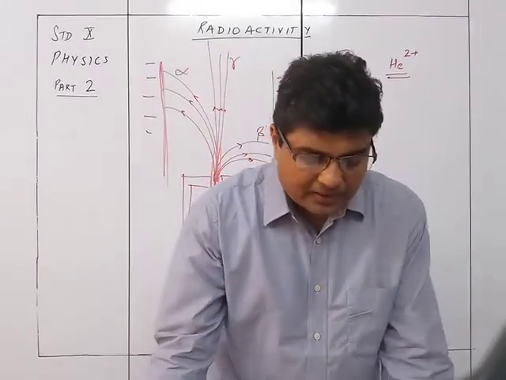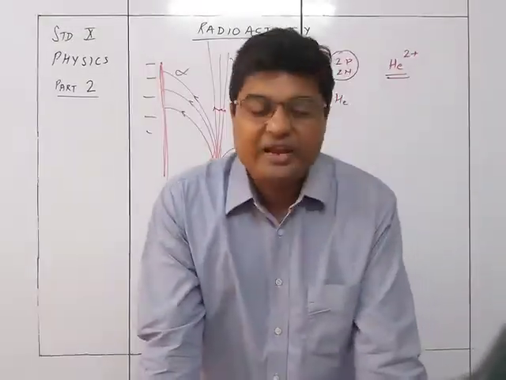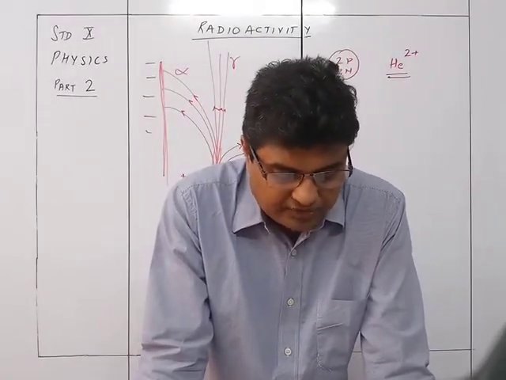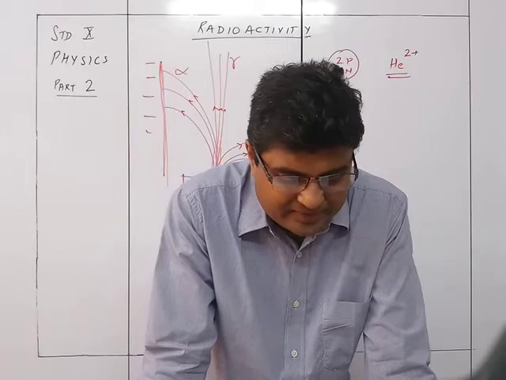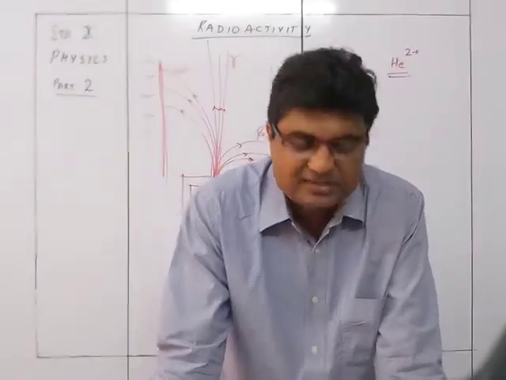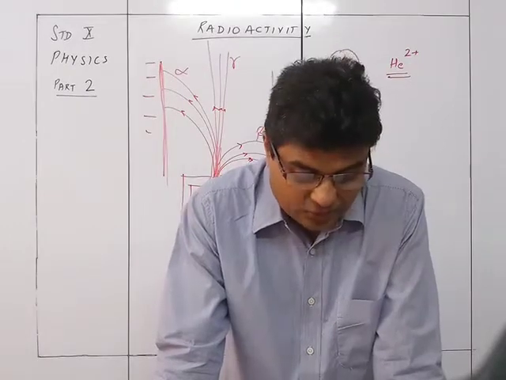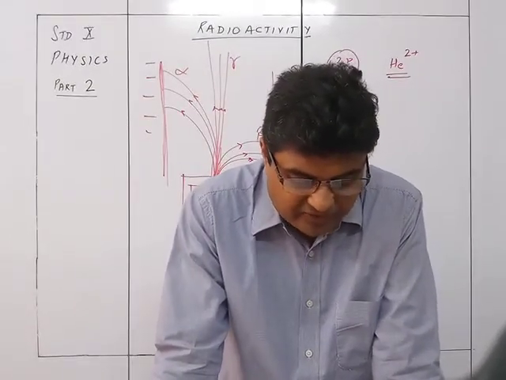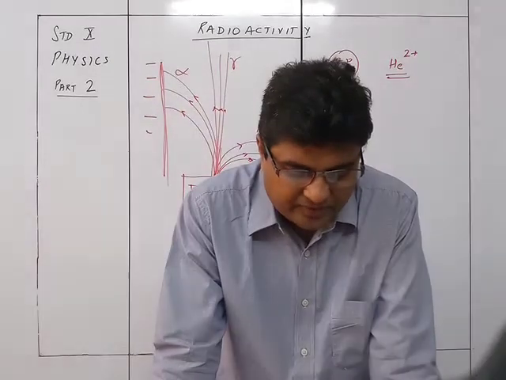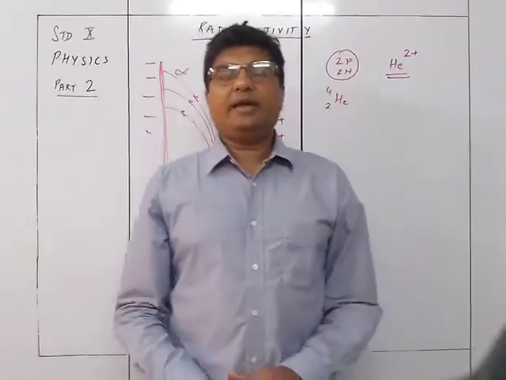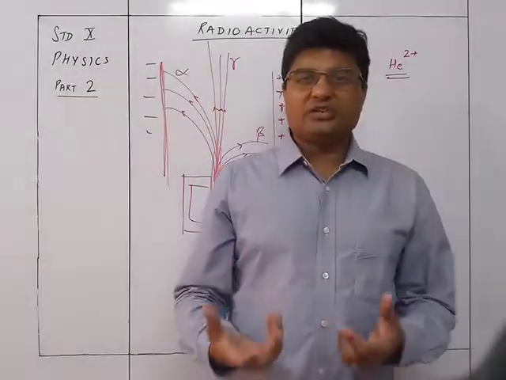The mass of an alpha particle is roughly 4 times the mass of a proton, that is 6.68 into 10 to the minus 27 kg, and its charge is twice the charge of the proton, that is 3.2 into 10 to the minus 19 coulomb. Thus its specific charge is 4.79 into 10 to the 7 coulomb per kg. So that is the charge to mass ratio.